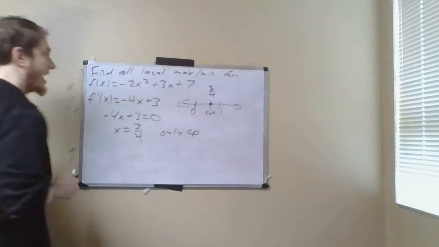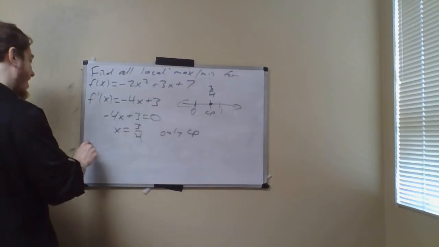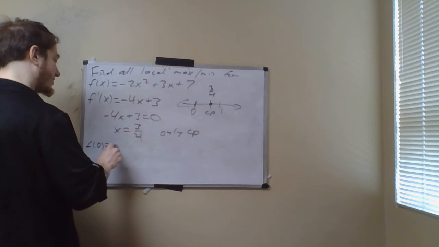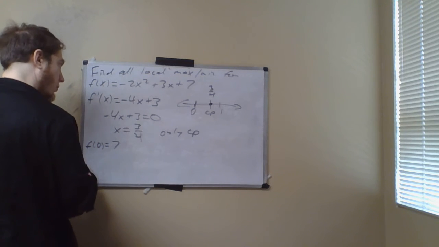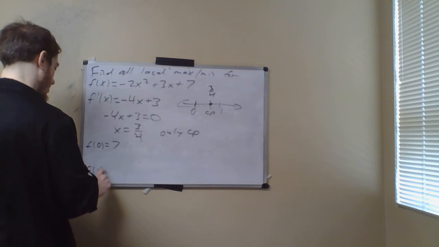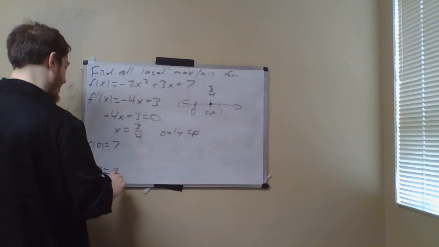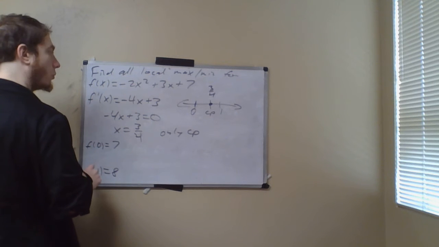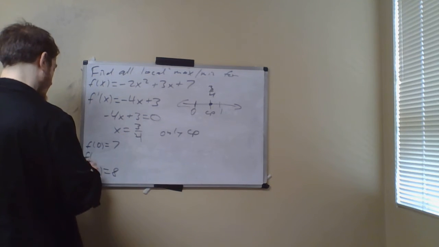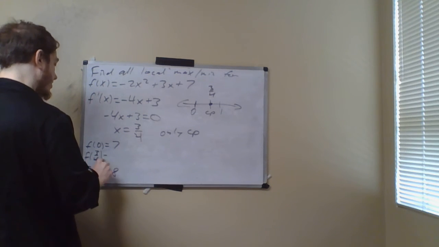And then we just have to ask ourselves, okay, so what is f of 0? Well, that's going to be equal to 7. What is f of 1? Well, that's going to be equal to 10 minus 2, which is 8. And then, what is f of 3/4? Okay, this is going to be the tricky one.